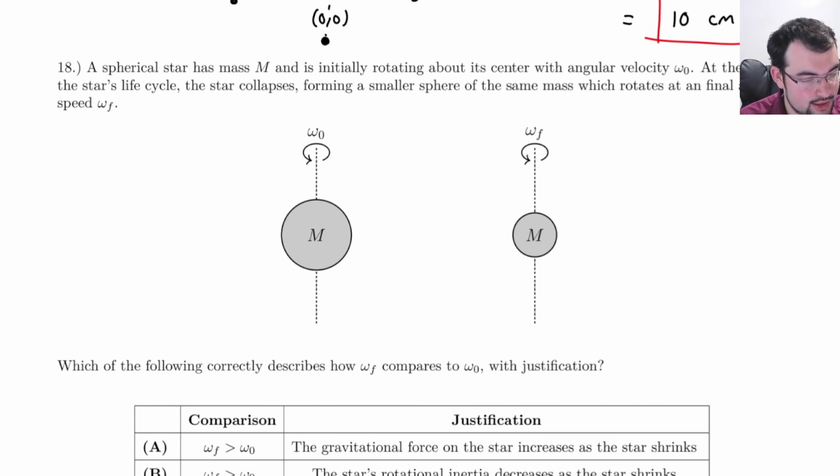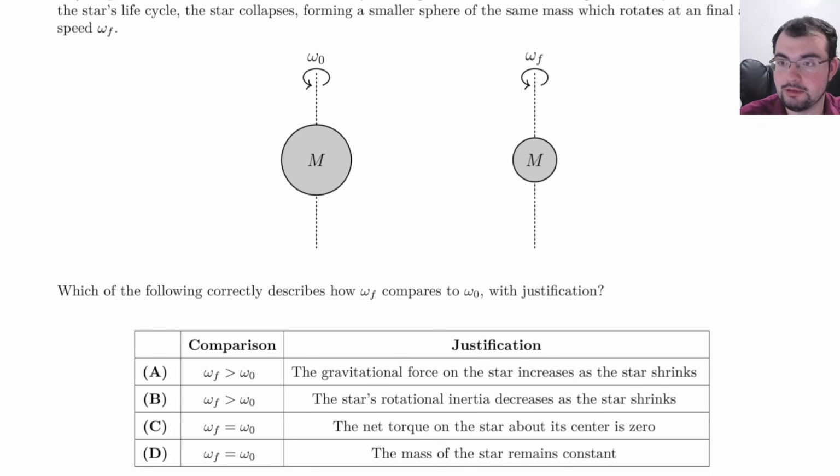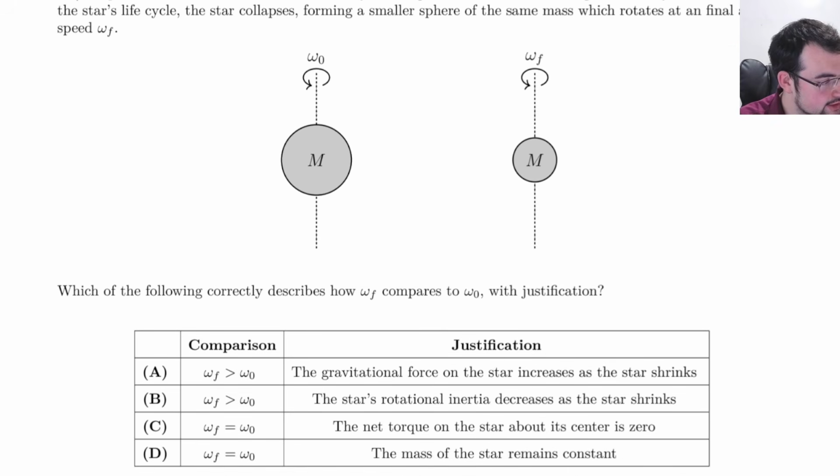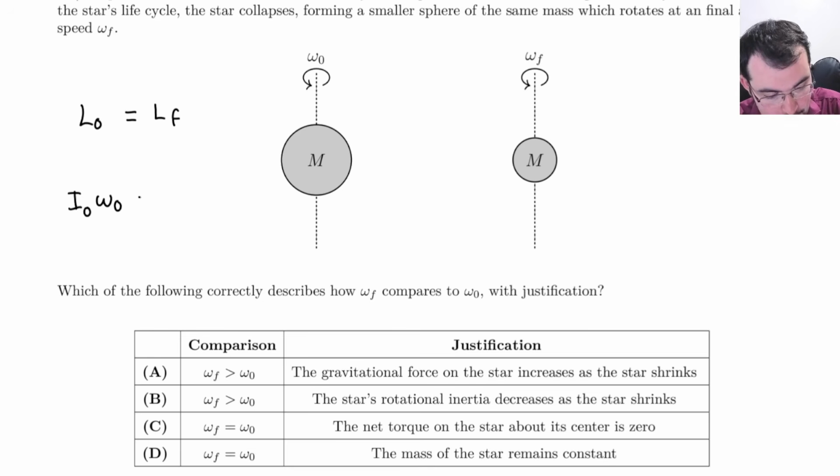All right, a spherical star has mass m and is initially rotating about its center with angular speed omega naught. Then the star collapses, forming a smaller sphere of the same mass, and it rotates at an angular speed omega final. We want to compare the two omegas with justification. So this is really just our figure skater. Because whenever we have this sort of radius change, we should be thinking of angular momentum. So we have L0 equals L final, and angular momentum is I omega.